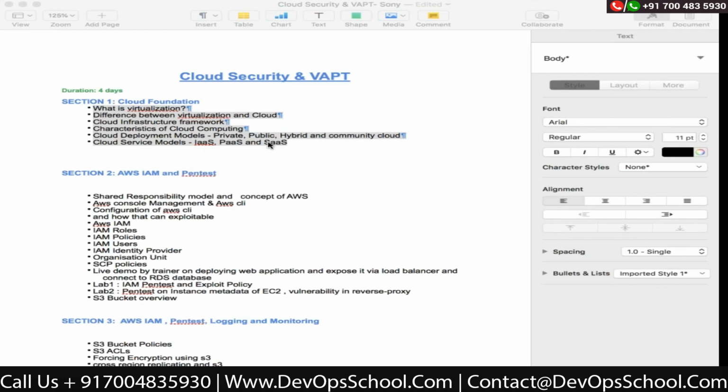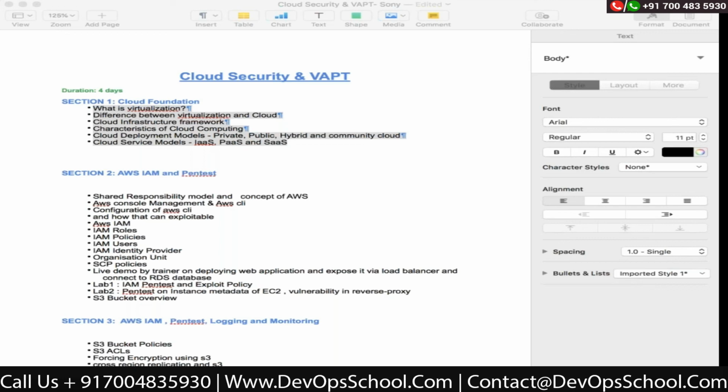AWS follows the shared responsibility model. AWS takes care of compute, database, storage, networking, regions, availability zones, and edge locations, and they make sure that security is maintained at the infrastructure level, from their data centers, on the basis of compute, database, storage, networking, regions, zones, and edge locations.